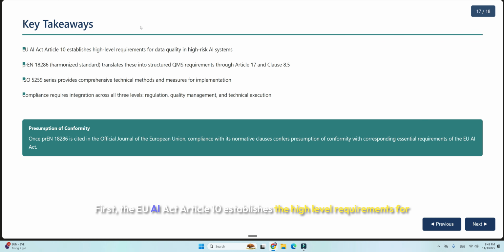First, the EU AI Act Article 10 establishes the high-level requirements for data quality in high-risk AI systems. These aren't guidelines or best practices. They're legal obligations with enforcement mechanisms. Second, prEN 18286, the harmonized standard, translates these regulatory requirements into structured quality management system requirements. Article 17 of the AI Act requires a QMS. Clause 8.5 of prEN 18286 specifies exactly what that QMS must include for data management.